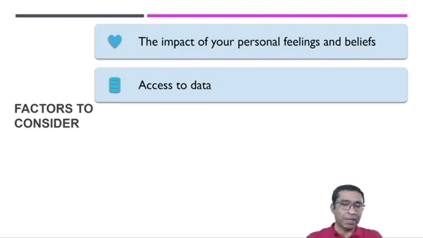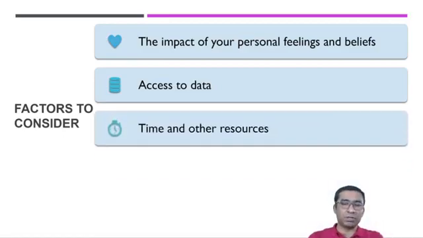In data, we can consider access to Scopus and all other databases for the literature review, and also data for your research process or data collection procedure. So access to data is a very important factor that you should consider while you are doing your research. Okay, and the time and resources.